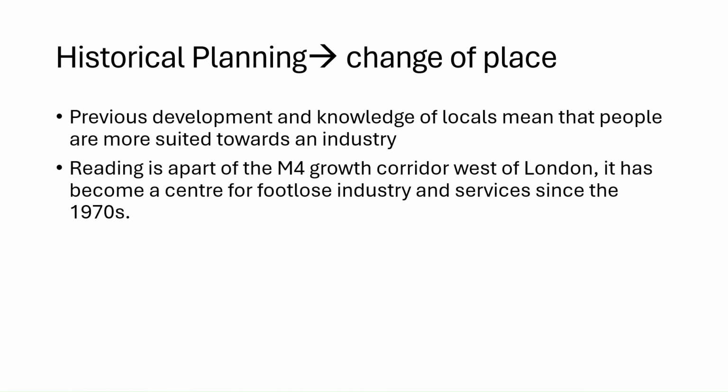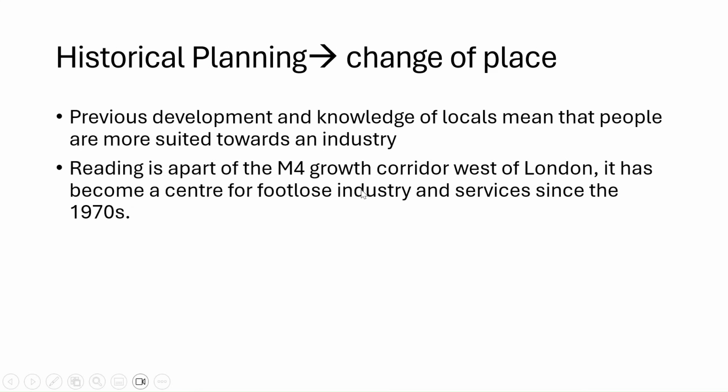And historical planning. So, how does historical planning change the function of a place? The previous development and knowledge of locals mean that people are more suited towards an industry. So just imagine, if an area is really good at maths and loads of people are good at maths in that area, a lot of maths companies will choose to base there. It's an acquisition of local talent, and the place is used to it. Businesses would rather make it easier for themselves and hire people with the knowledge to work in that industry.